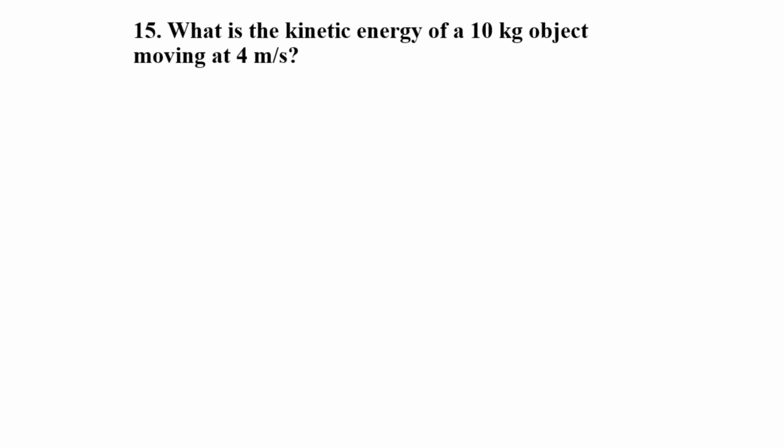Question number 15. What is the kinetic energy of a 10 kg object moving at 4 meters per second? A. 20 joule. B. 80 joule. C. 160 joule. D. 40 joule.